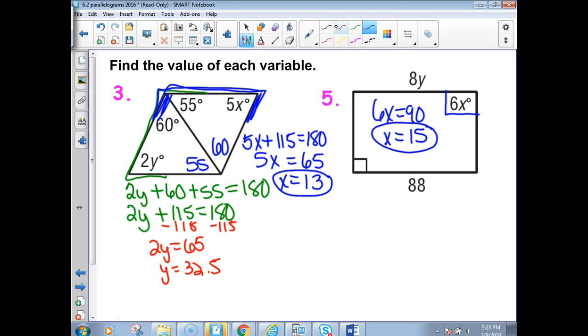So how am I going to do this? Okay, these are sides though. So now this is saying 8y would be equal to 88. Dividing by 8, you're going to get 11.